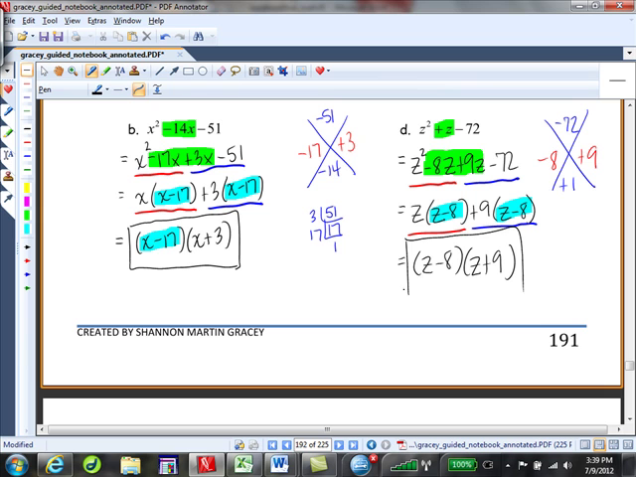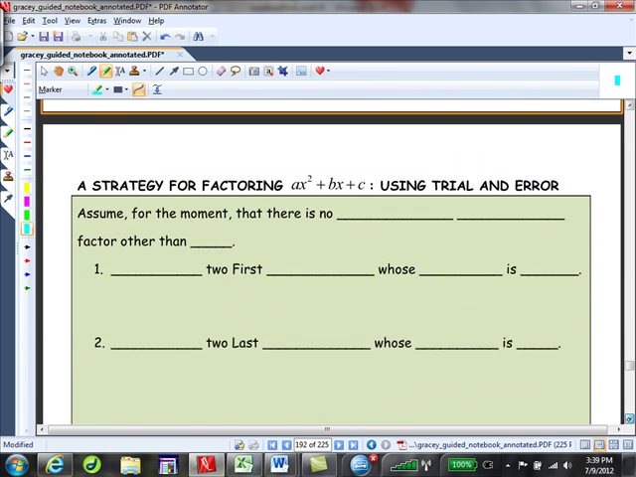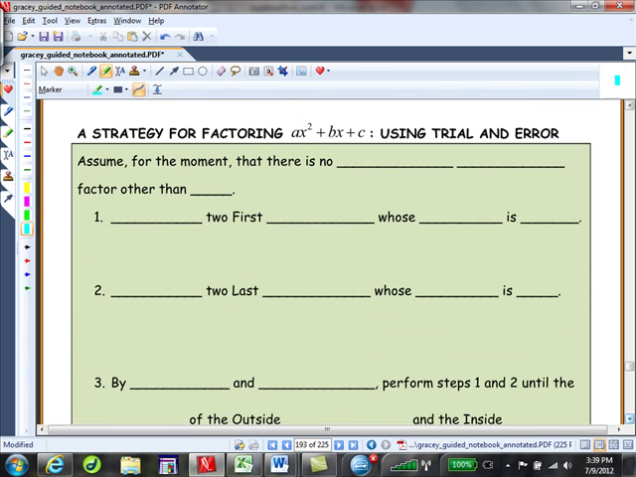So don't get nervous if there's different variables. I know sometimes people have an issue if there's different variables. All right, so now that we're all warmed up, let's go ahead and look at a strategy for factoring.